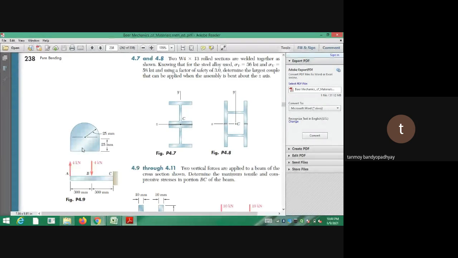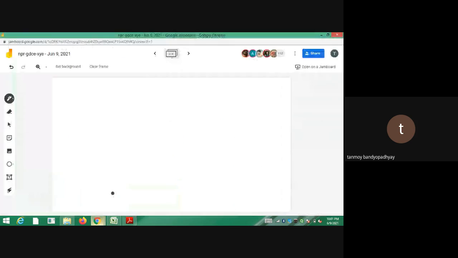And next thing is, this is the cross section of the beam. This cross section is actually resisting the bending. In this case, we have to find out the maximum tensile and compressive stresses that occur in the part BC of the beam. So in the portion BC of the beam, what is the stress acting that we have to determine. So this is the problem, and now I am trying to do this problem.